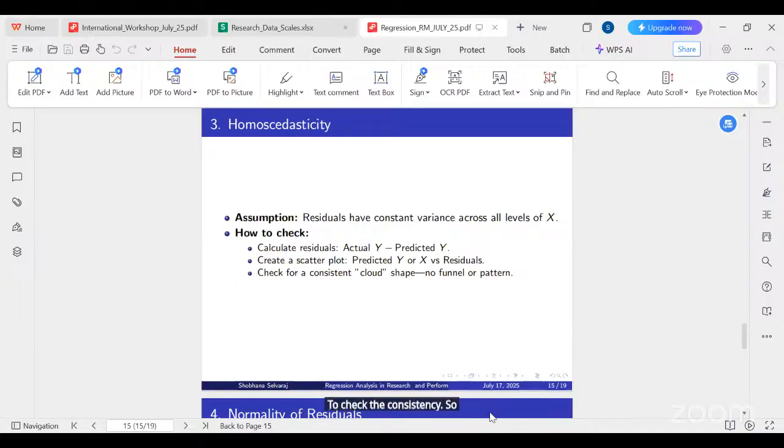It should look like random points for this assumption. There should be no pattern.